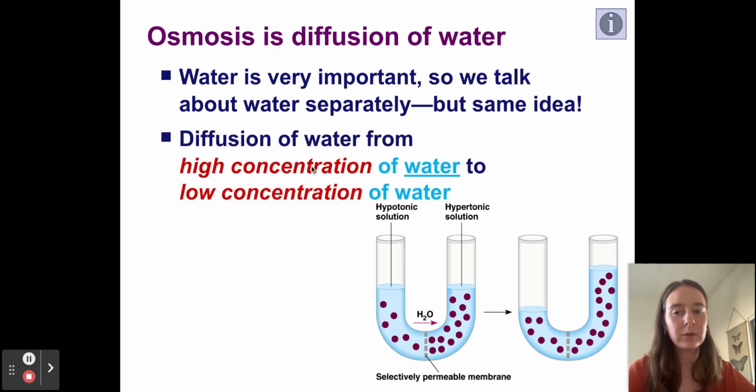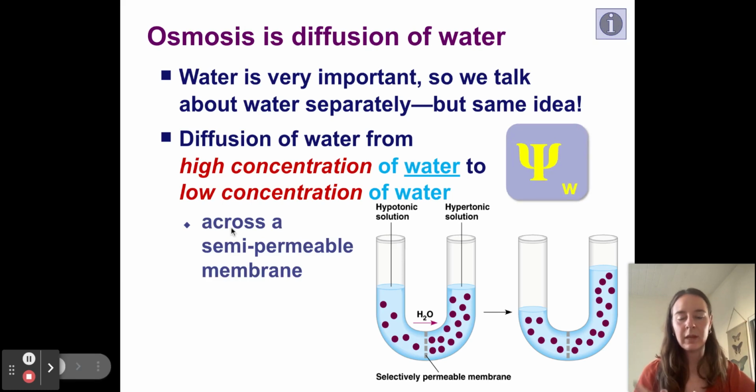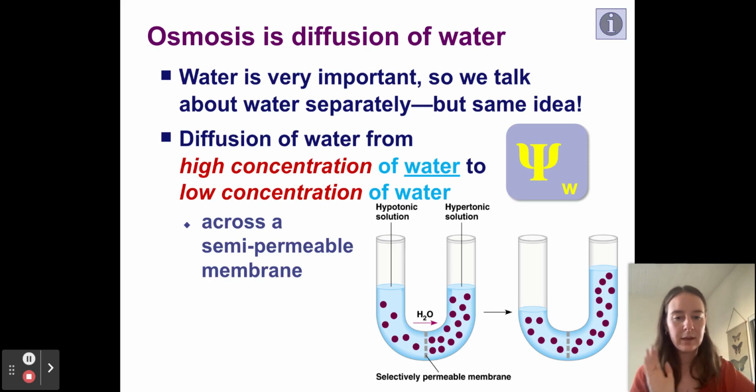So basically, osmosis, and you want to write this definition down. This is so important. Memorize it, know it, understand it. Osmosis is the diffusion of water, the movement of water, from a high concentration of water to a low concentration of water. So we're going to take a look at a picture that's going to show us what that looks like on the next slide. And this happens across a semi-permeable membrane. So remember, semi-permeable means some things can get through, some things can't, and a membrane is like a barrier blocking. And we use this equation called the water potential equation.